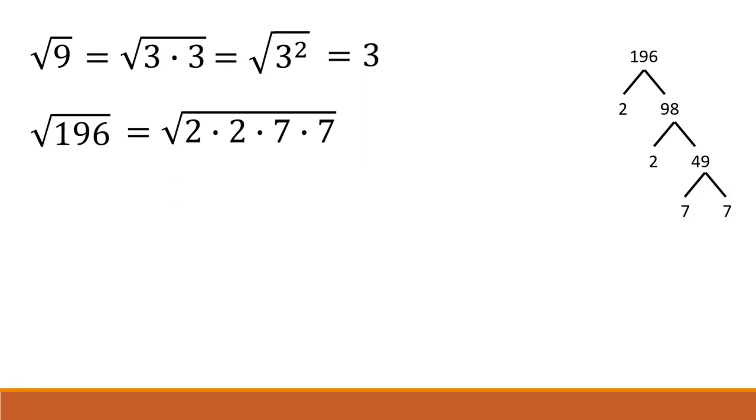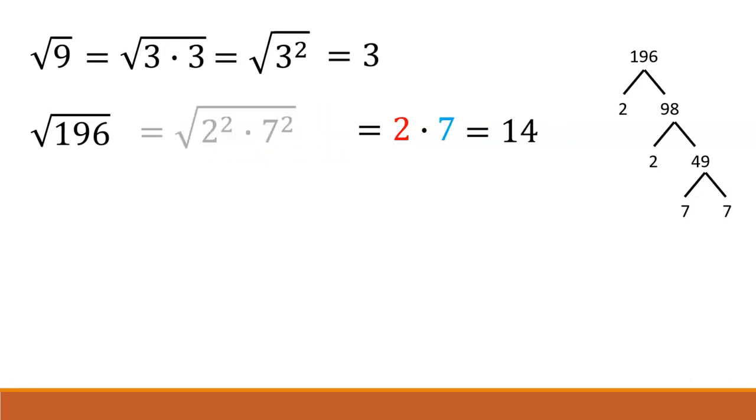Now if we look at those factors in the radicand and try to pair them up, 2 times 2 is a pair of 2's, and 7 times 7 is a pair of 7's, we can find the square root of 196 by multiplying the 2 times 7 to get 14. That makes sense because 14 squared is 196.